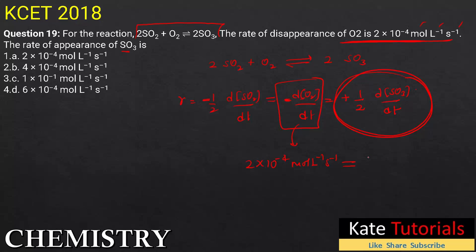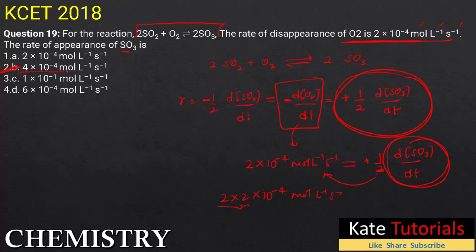So it is equal to plus half into the rate of SO3 into dt. So this is the rate we have to calculate, the rate of SO3. So 1 by 2, if I send it to here, it becomes 2 into 10 to the power minus 4 mole per liter per second. So 2 into 2 is nothing but 4 into 10 to the power minus 4 mole per liter per second. So answer B is the correct option.